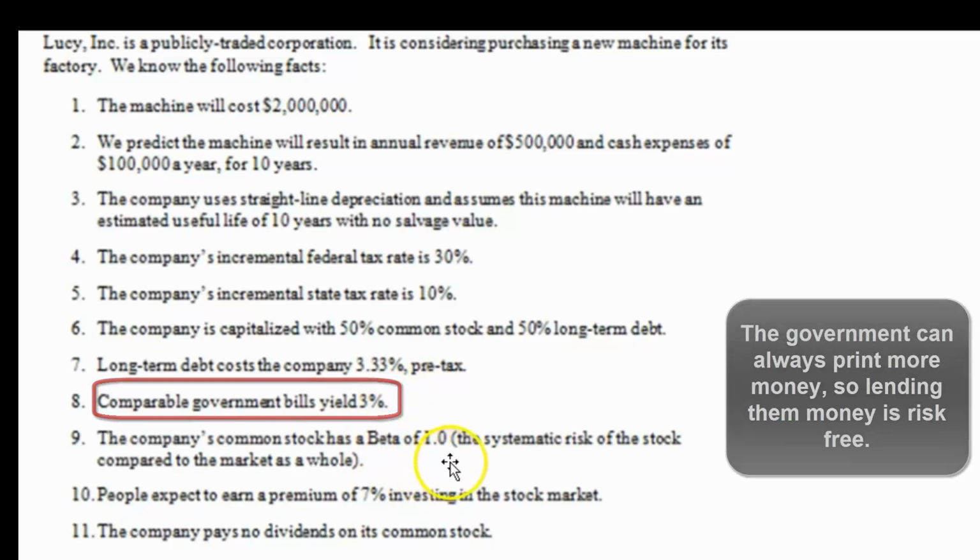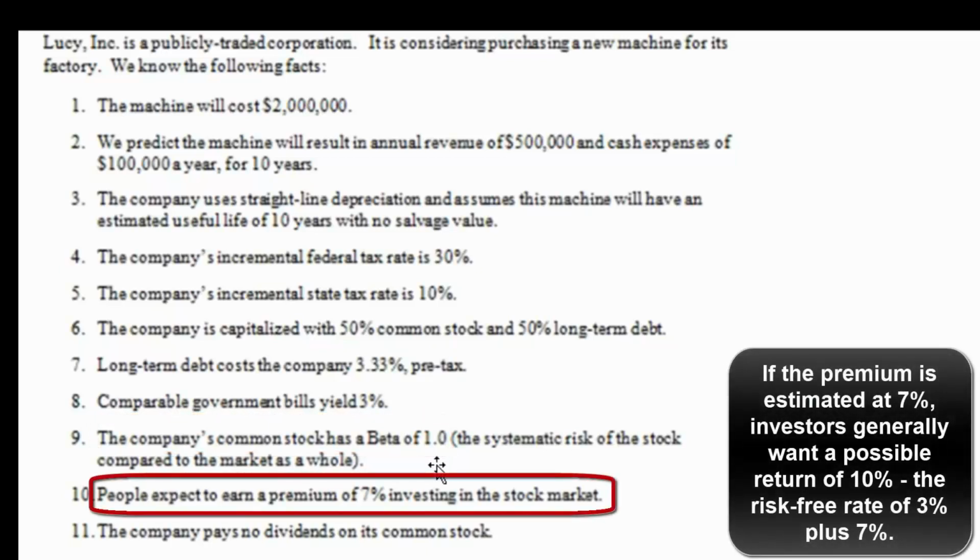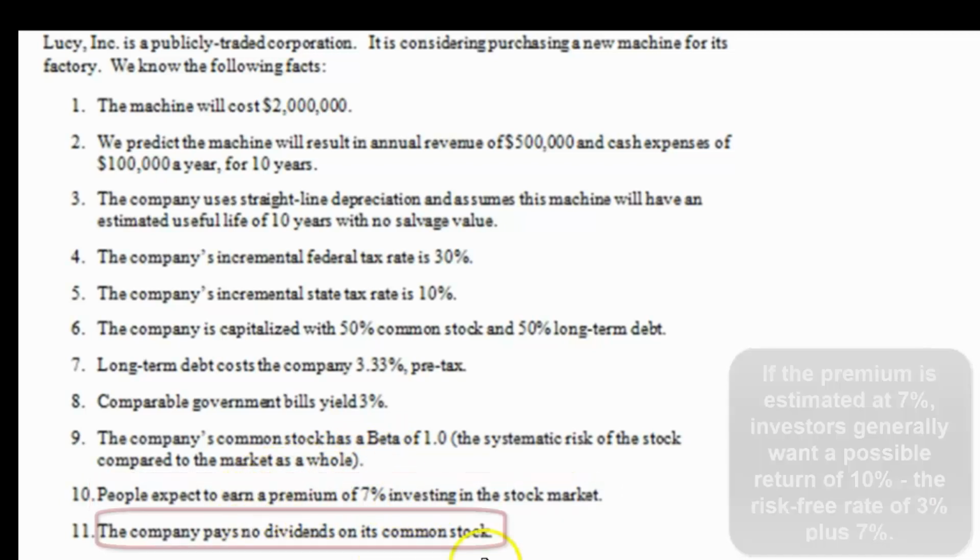And the company's common stock has a beta of 1. In other words, it moves exactly as the market moves. It doesn't move any more. It doesn't move any less. And to get people to even think about investing in the stock market, we have to offer them a premium of about 7% above the risk-free rate. The company doesn't pay any dividends on its common stock.